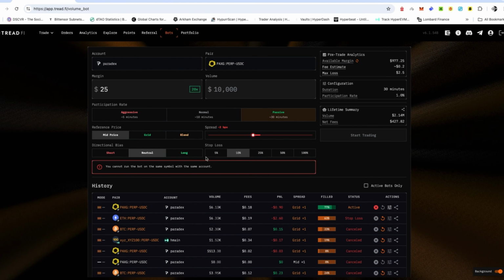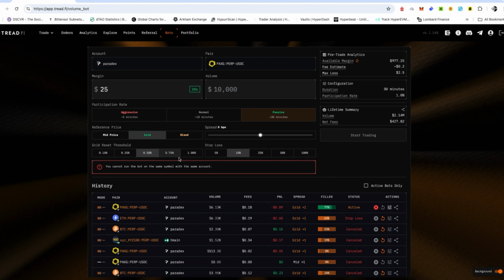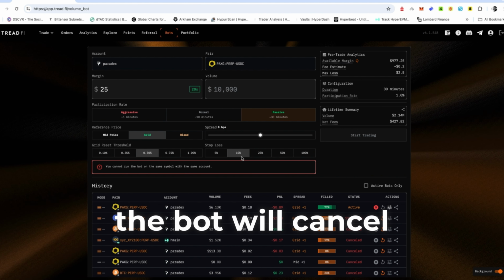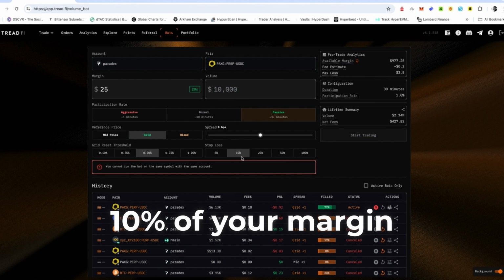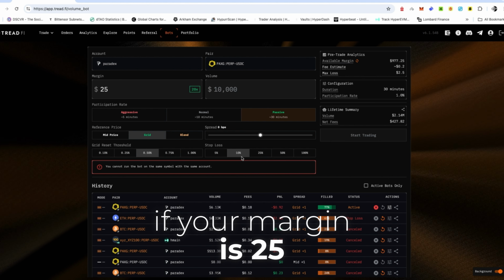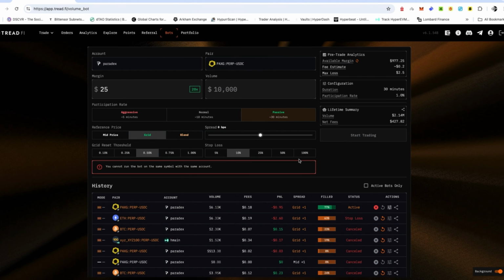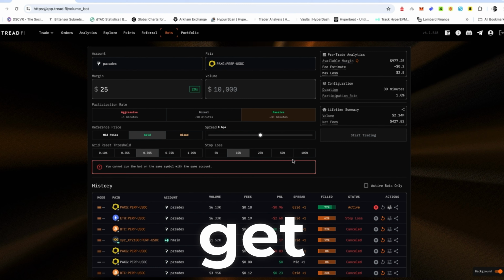Now let's talk about risk management. First is stop loss. If you set a 10% stop loss, the bot will cancel orders and close exposure once your loss exceeds 10% of your margin. For example, if your margin is $25, the stop loss would be around $2.50. This ensures you don't get liquidated.